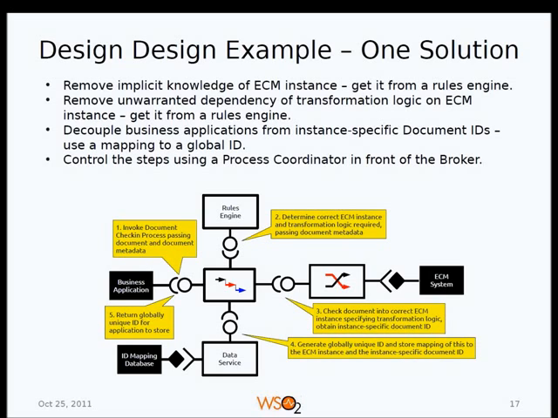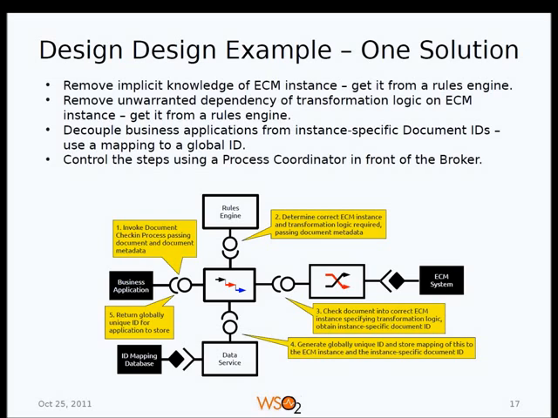What I will do is I'm going to generate a globally unique ID and I'm going to map these two together. So I'm going to say this document ID and ECM instance ID combination is going to be mapped to a globally unique ID that is absolutely meaning free. And I'm going to store that mapping somewhere. And I'm going to pass back that globally unique ID to the business app. That doesn't mean anything by itself.